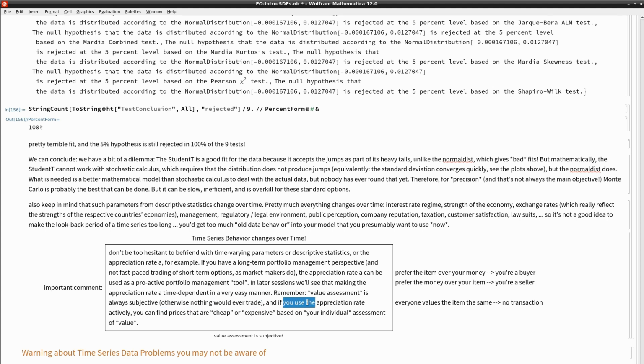And if you want to use the appreciation rate actively, then it's possible for you to find prices that you consider cheap or expensive and others do not, right? And that's really the key point to recognize, because value is a very individual assessment, right? If you prefer to keep your money, then you're not buying the asset. But if you really think this used car is worth more for me than the money I pay for it, then you would be a buyer because you'd like to convert your money into the car.